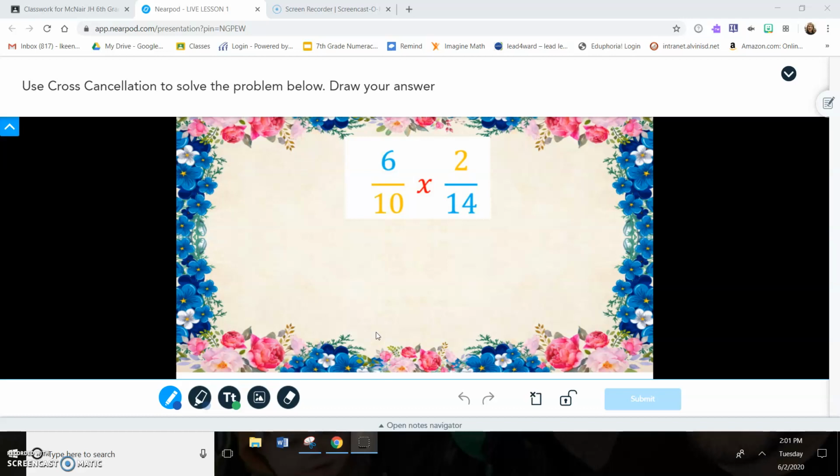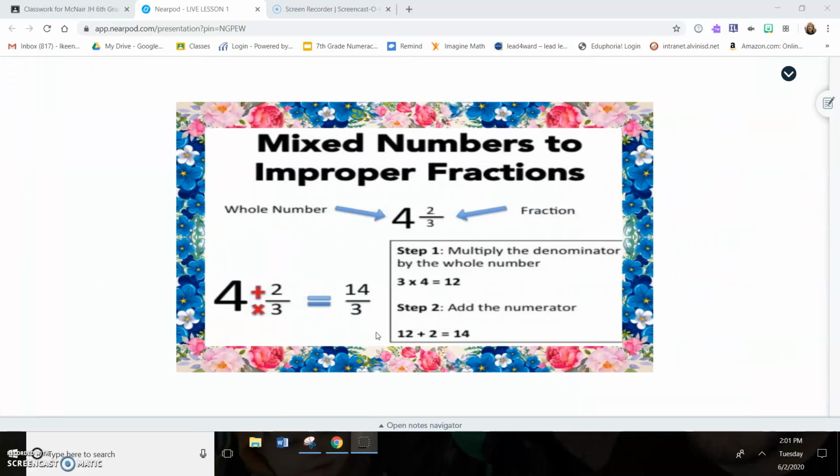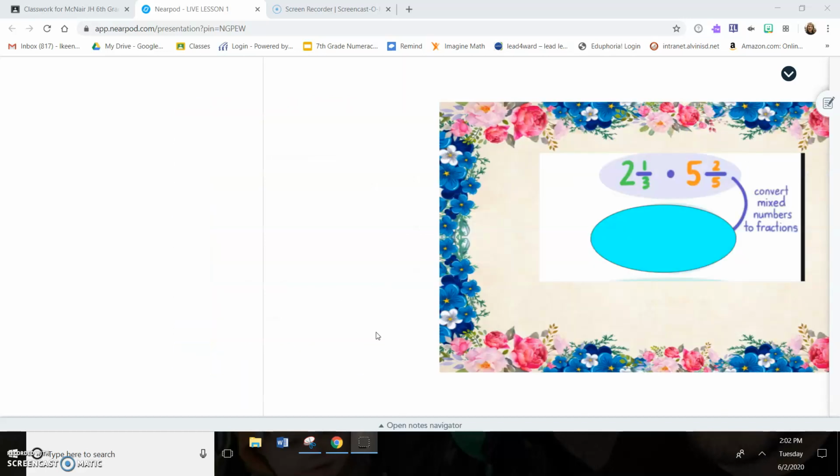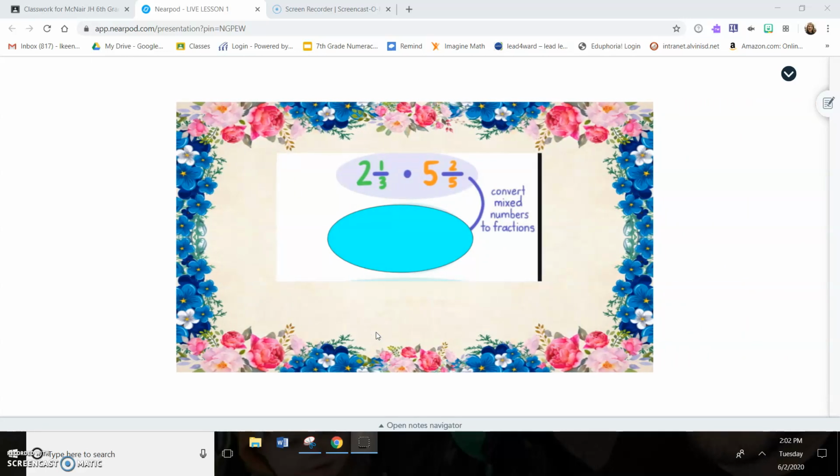All right, let's keep looking. Again, this is another notes page about how to change a mixed number to an improper fraction. You can pause that and look at it any time if you need to come back and reference this. Okay, so let's walk through what we did a couple of slides ago.